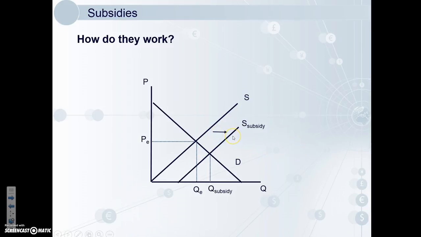So S shifts to S subsidy, quantity goes to Q subsidy. The extent of the subsidy is equal to the vertical distance between the supply curves, and this is paid for each bushel of corn that is produced. Just that vertical distance, that's the subsidy. So therefore the total cost is the vertical distance between the supply curves times Q subsidy. That's the government spending on this subsidy.